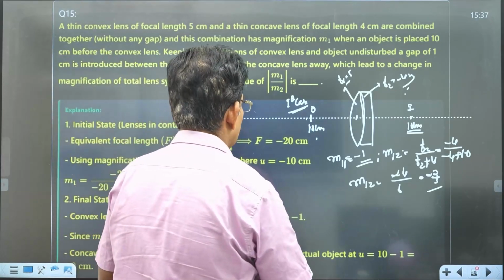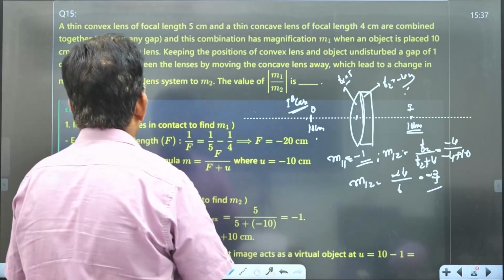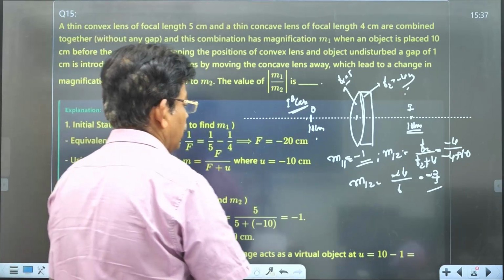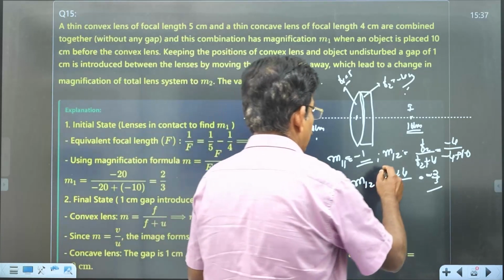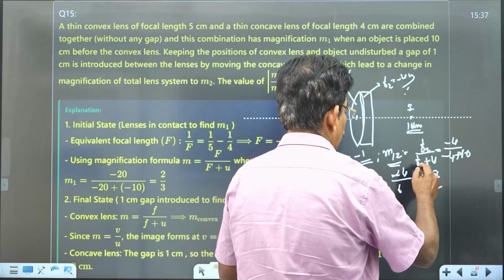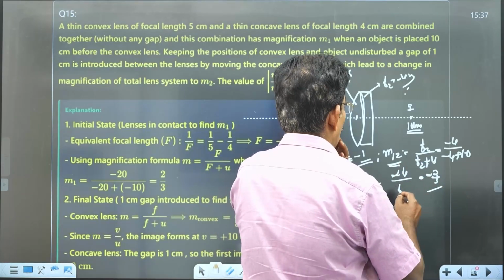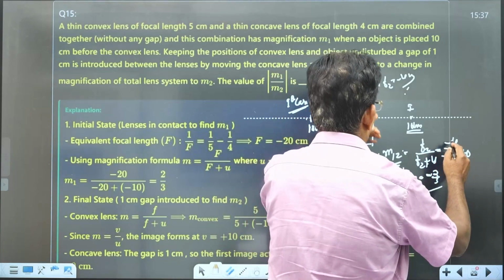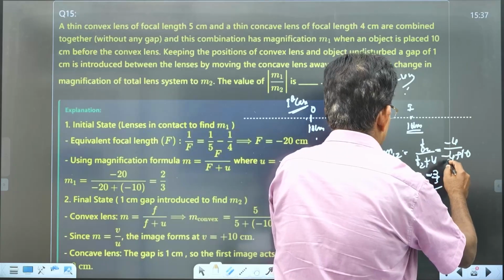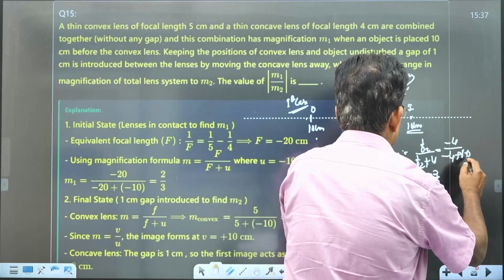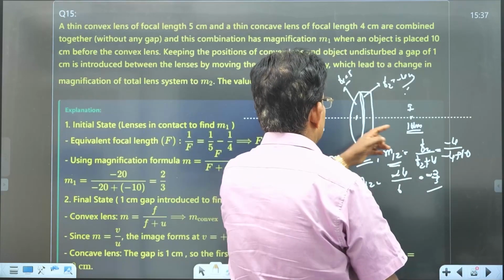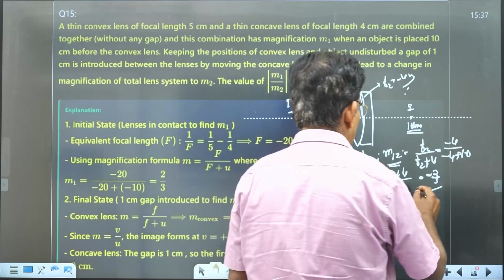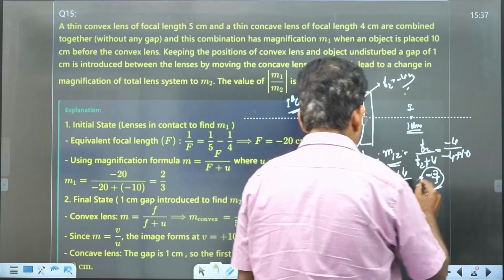So -2/3. Therefore, we got the magnification as so. Let us go to the other one. We have to calculate. Understand the gap of 1 centimeter. Second case, M12 is equal to F2 divided by F2 plus U. F2 is -4. Then F2 plus -4 plus 10. Because the intermediate image is formed at 10 centimeter. This is coming to be 2/3.